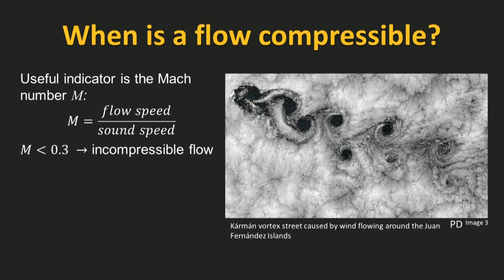An example of a very large-scale incompressible flow, in which density variations are negligible, is shown here. This is the result of wind flowing around the Juan Fernandez Islands. The wake of the islands is unstable, causing what's known as a Kármán vortex street. The alternating sign vortices are easy to see due to the absence of the clouds in the vortex cores.